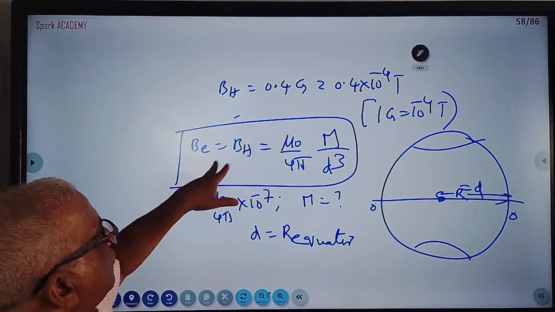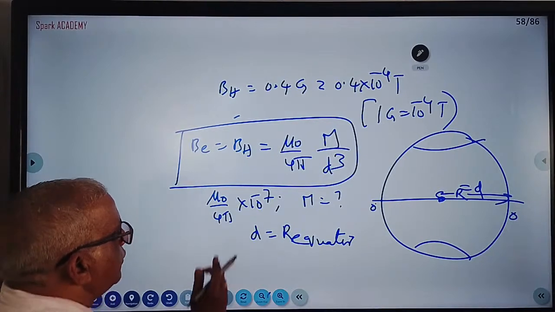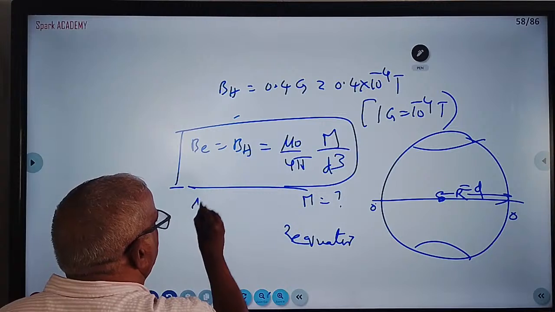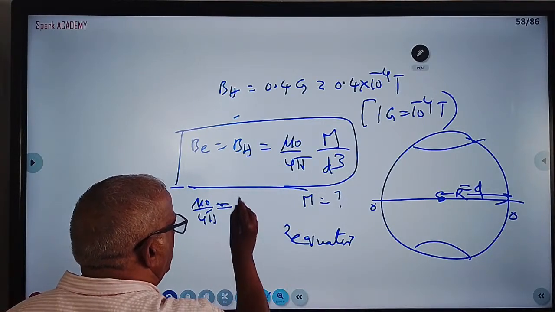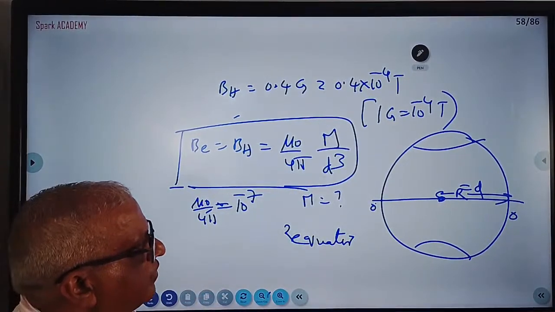BH is equal to BE is equal to mu naught by 4 pi M by D cube. What is the mu naught by 4 pi value? Mu naught by 4 pi value is 10 to the power of minus 7. Don't worry, this is not necessary for you. For complex examinations, if interested, I will definitely teach. But for the IPE examination it is not necessary.